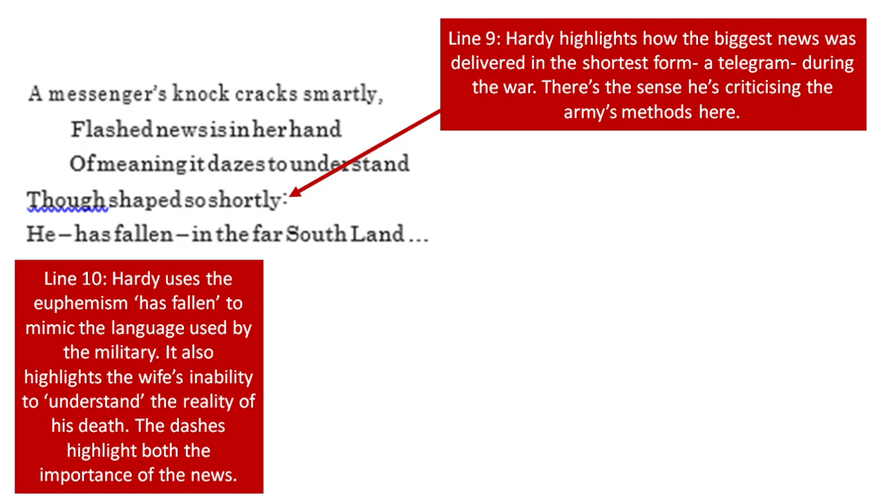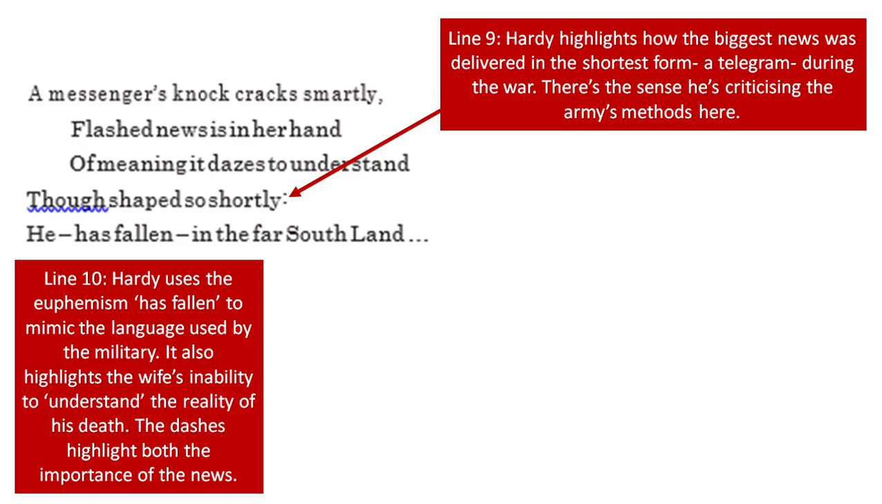It's easier to comprehend. So the military use that quite a lot. So he's mimicking the language used by the military there, but it's also really highlighting the wife's inability to understand. So I've embedded a quotation there. I'm referring back to line 8 and that word understand. If she can't comprehend what she's reading, then that phrase has fallen really emphasizes that. Like, you know, the first stage of grief is denial, isn't it?